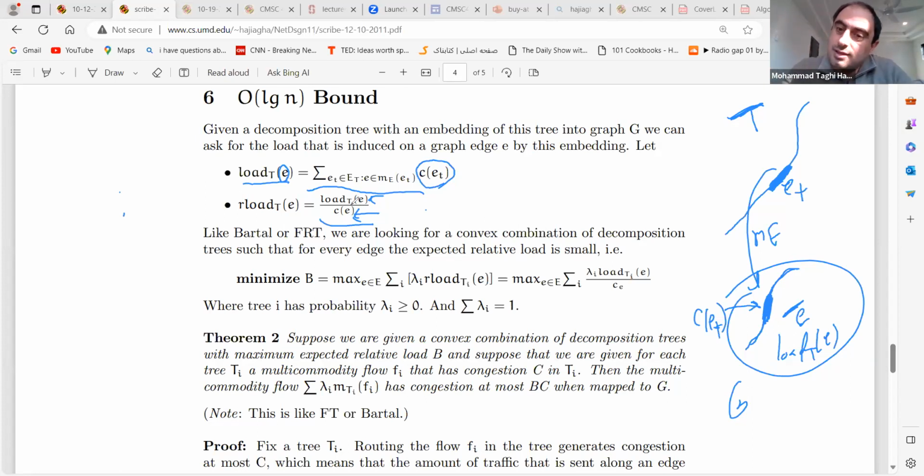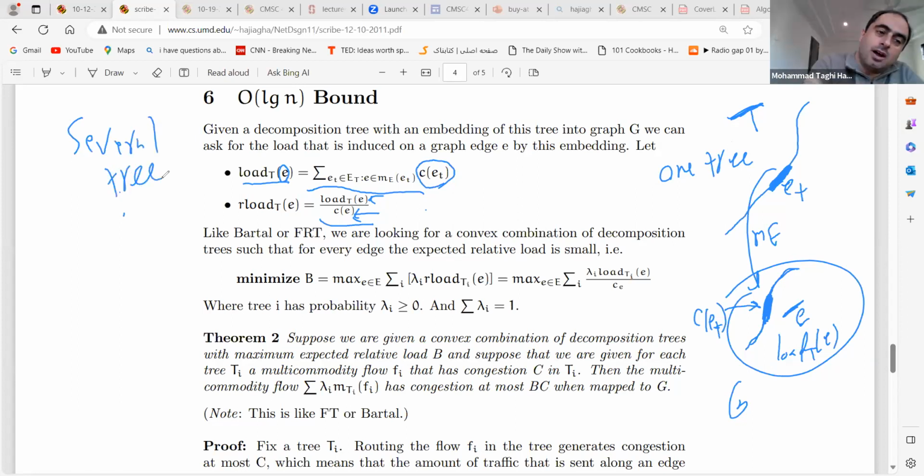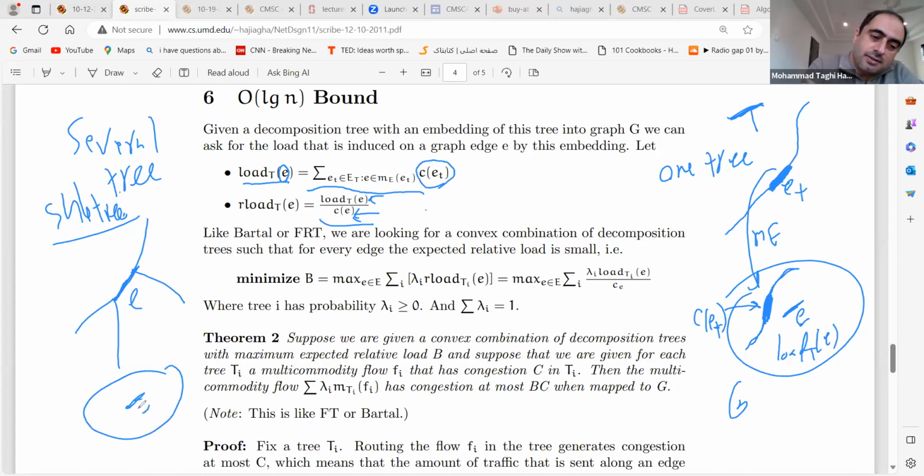Now, this is for the one tree case. Let's see what will happen if there are several trees, several subtrees. What is the load in this case? If you consider any edge in this tree, each edge in this tree, E, has a corresponding edge in the original graph, because this is a spanning subtree actually.